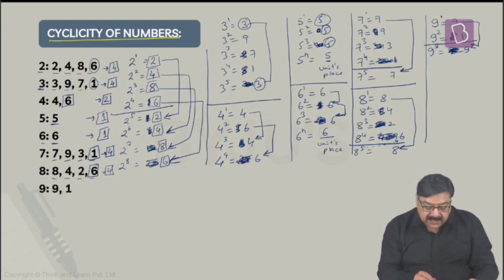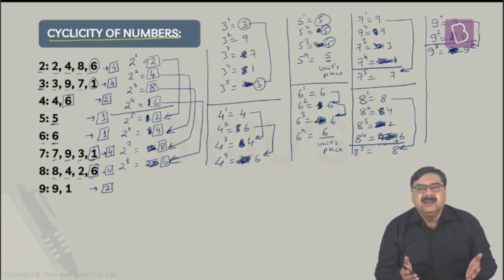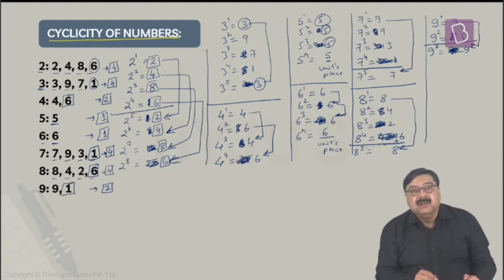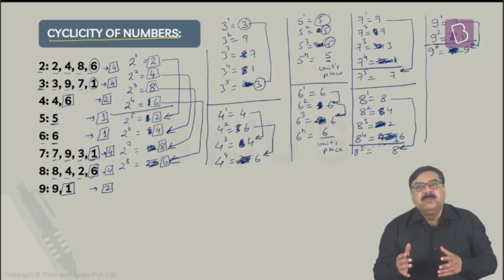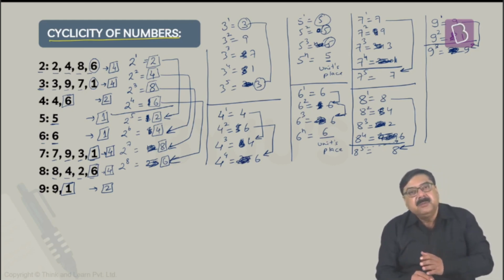9, the cyclicity is of 2. So for a number which is 9 to the power n, when we expand that, the units place will consist of either 9 or 1. So the cyclicity here ends in 1. Now what do I mean by saying cyclicity ends in 1? Because after that, the next group will consist of the same numbers. So if it is 9, 1, again 9, 1, then the next group will be of 9, 1 and so on.